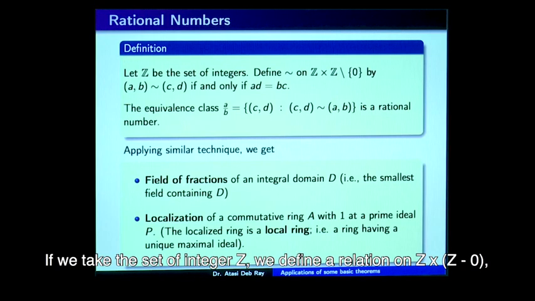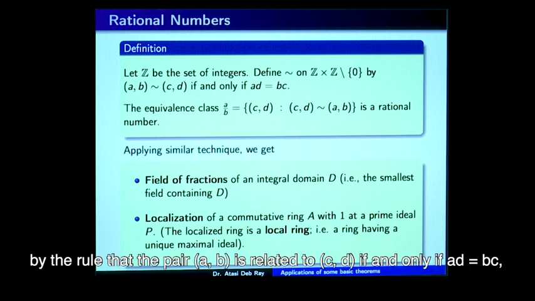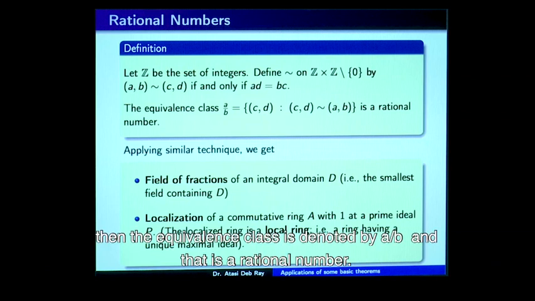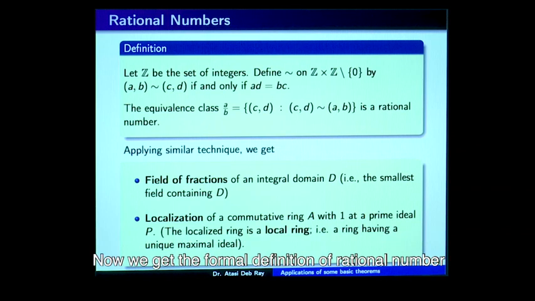If we take the set of integers Z, we define a relation on Z cross Z minus 0 by the rule that the pair (a, b) is related to (c, d) if and only if ad is equal to bc. Then the equivalence class is denoted by a by b, and that is a rational number. Now, we get the formal definition of rational number as an equivalence class.